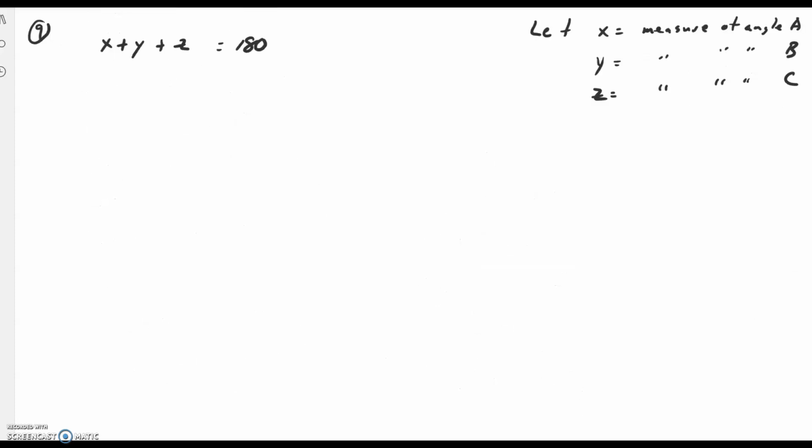So I've started out once again describing what my variables x, y, and z are going to represent. X is the measure of angle A, y is the measure of angle B, z is the measure of angle C. These are all in a triangle. Now you need to bring some knowledge to this problem. The three angles of any triangle always add up to 180 degrees, so we got x plus y plus z equals 180 without the book even really telling us.